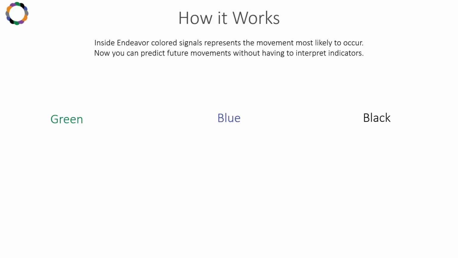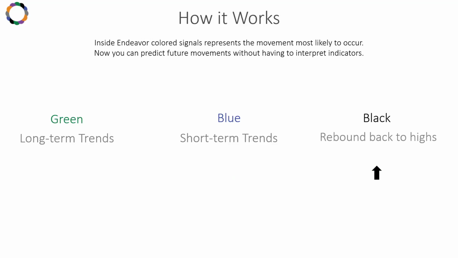Each signal will appear as an arrow located below price action. Green signals represent long-term trends. Blue signals represent short-term trends. And black signals represent price making a rebound back to highs. With our colored signals, you'll be able to predict how price is likely to move within seconds of looking at your chart, saving you valuable time since there are no indicators to interpret.